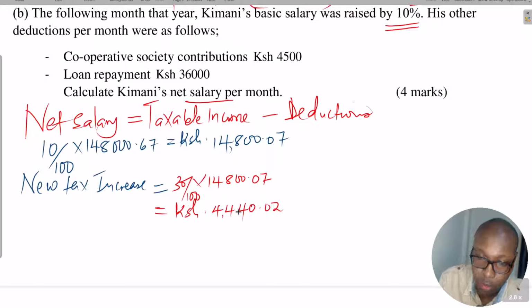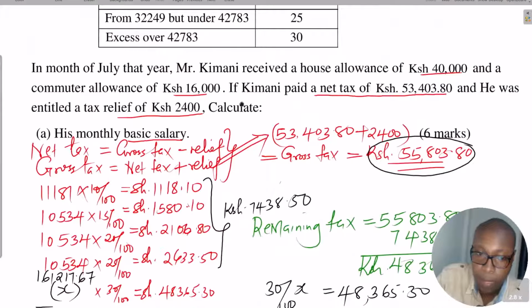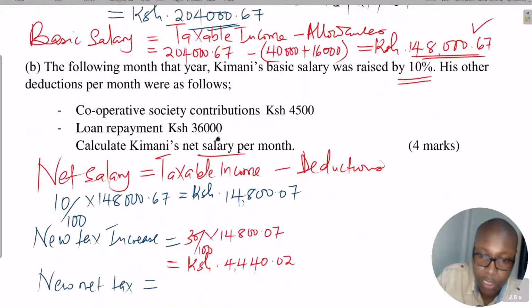So there will be an increase in the tax by 4,440.02 cents. That will be the new tax increase. Now, what will be the new net tax? The original net tax was given in the first statement here. The net tax was 53,543. So we have to increase that.